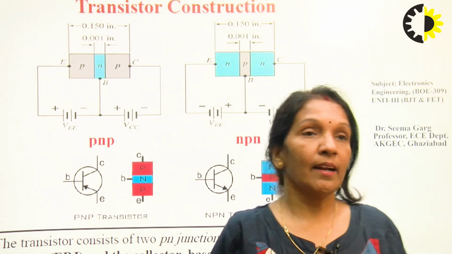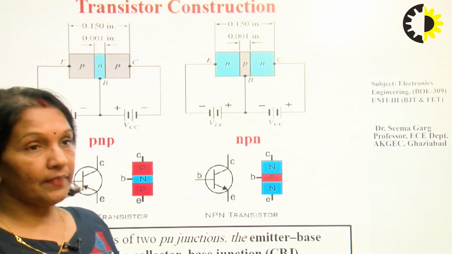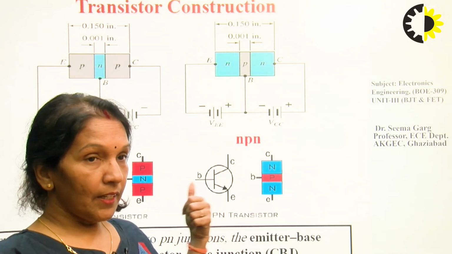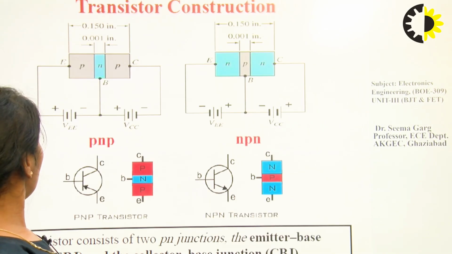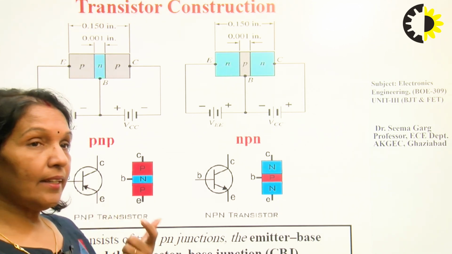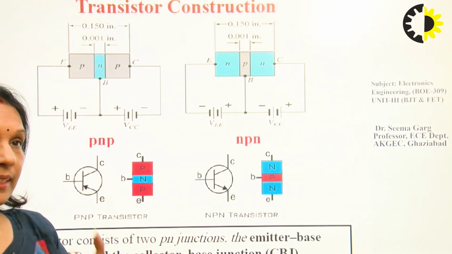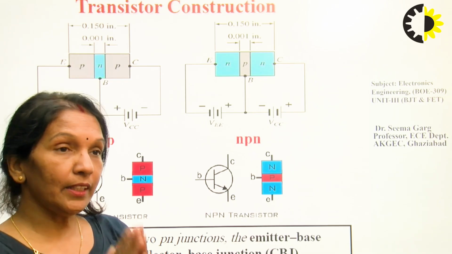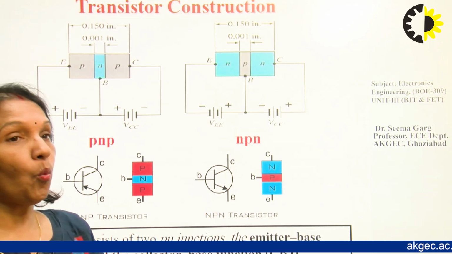Coming to the transistor construction part. As we said, the transistor consists of three layers, and in the first figure we can see the PNP transistor, which has three layers. The ratio of the total thickness of the transistor to the base thickness is 150:1. The total thickness of the transistor is 150 to the base thickness of 1.